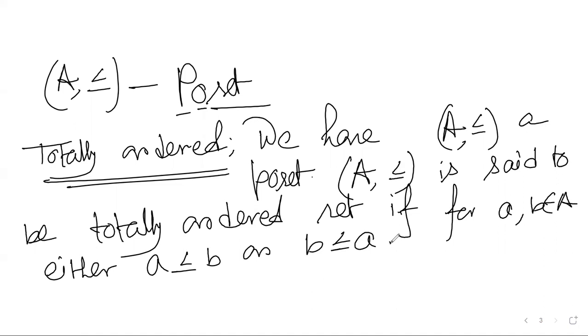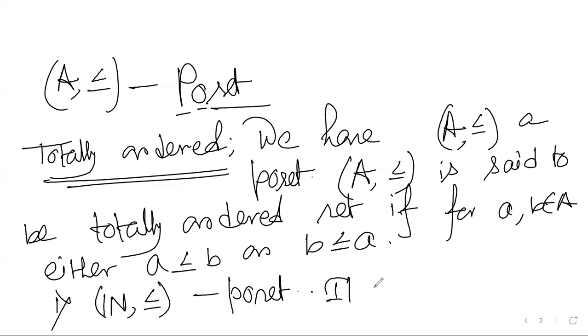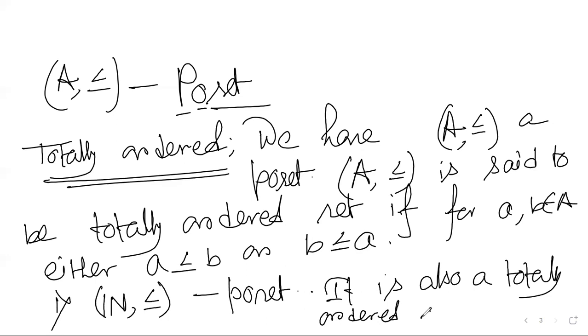Fine. Now, if you see the natural numbers with respect to the relation less than or equal to, it is partially ordered. Yes, it is partially ordered. It is easy to check, and it is also totally ordered. First of all, it is a poset. So we have an example of a poset, and then it is also a totally ordered set.